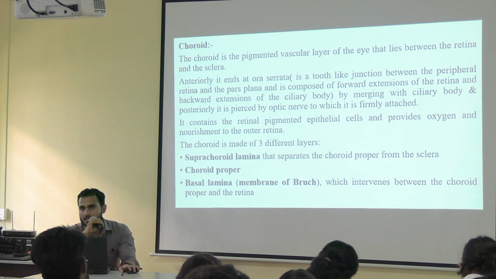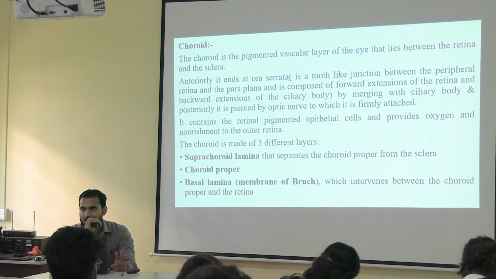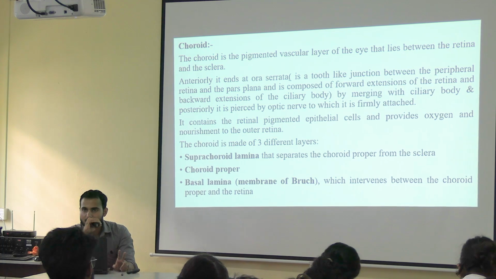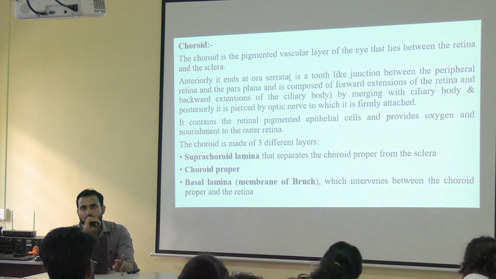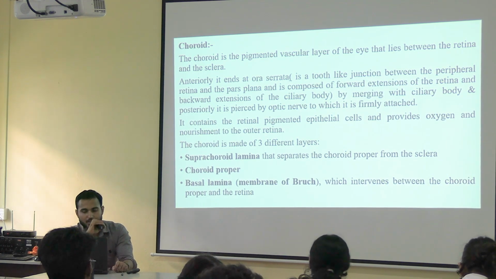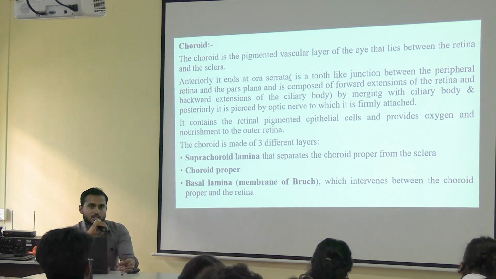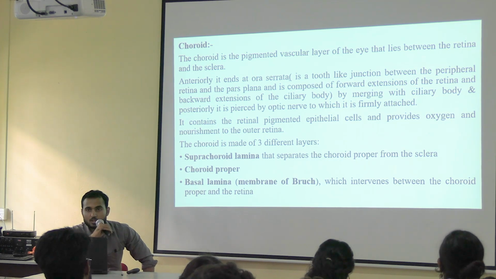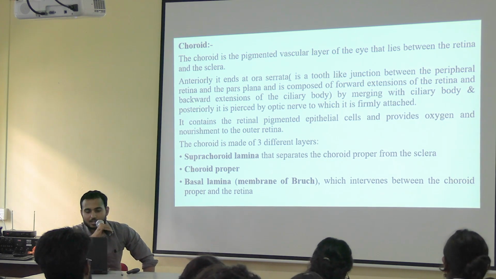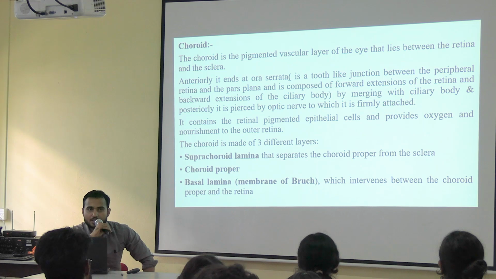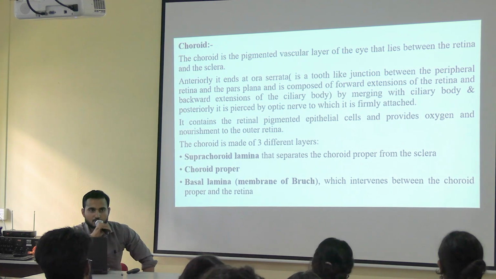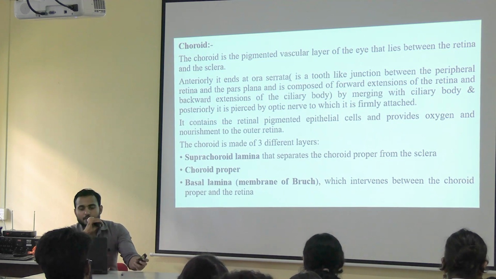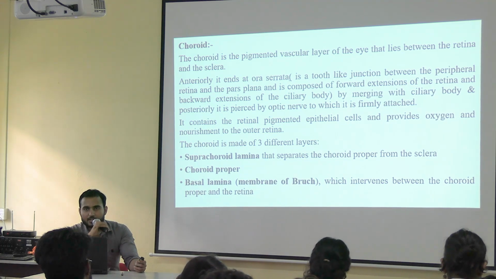So the choroid has two important things, as I said. First of all, pigment cells are there, and along with that, blood vessels are also present. Next, if you see the layers, how many layers are there in the choroid? Three layers are there. Don't be so happy. The last one, Bruch membrane, again has five different layers. So the choroid has three different layers.